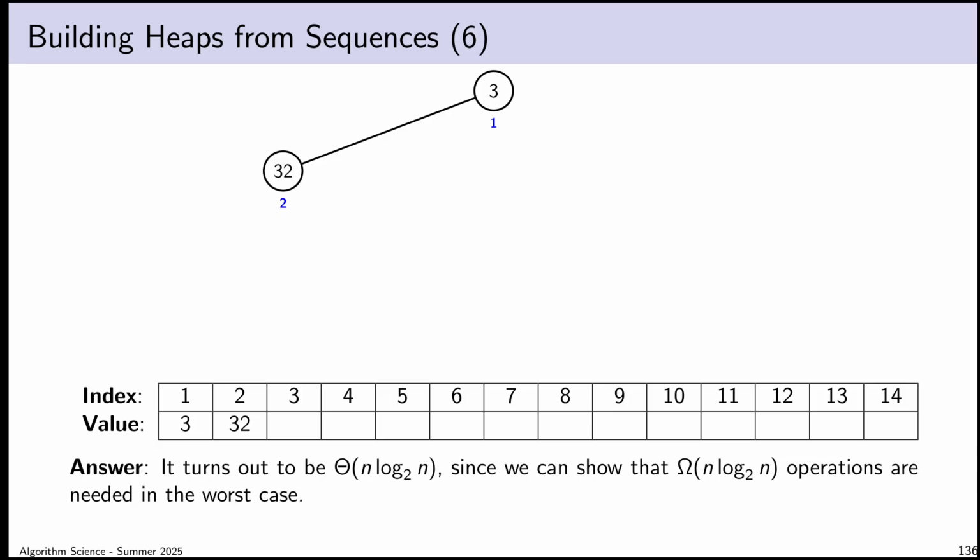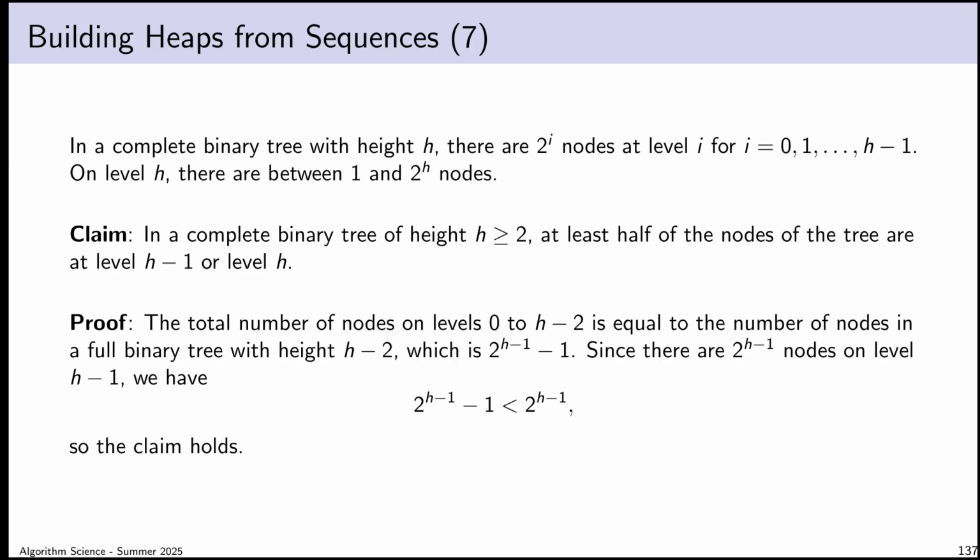And the answer is, it actually is n log n, because we can show that big omega of n log n operations are needed in the worst case. But it's not a trivial analysis. We actually do have to make some kind of an argument to show that this is the case. And here it is. I don't need an induction proof.